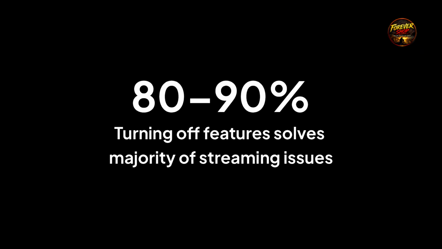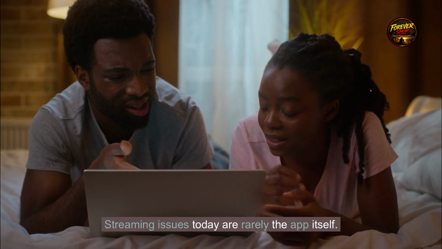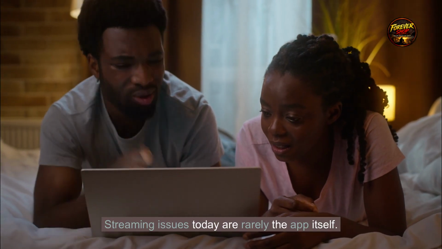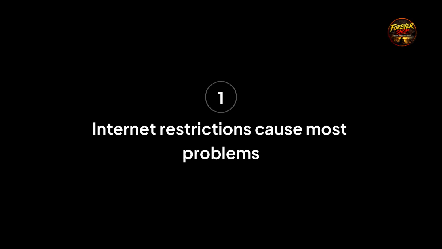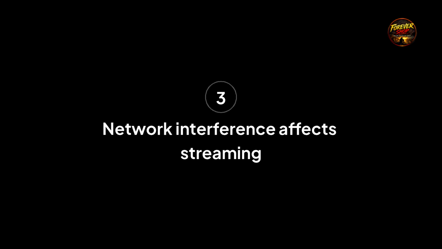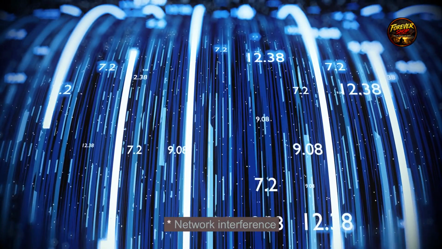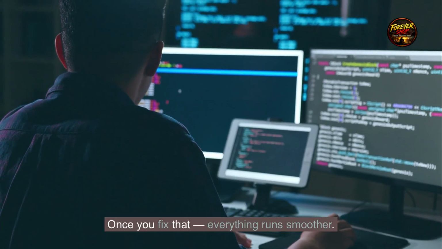Final message. Streaming issues today are rarely the app itself. Most problems come from internet restrictions, security filtering, and network interference. Once you fix that, everything runs smoother. This guide is designed to help you stay informed and troubleshoot smarter.